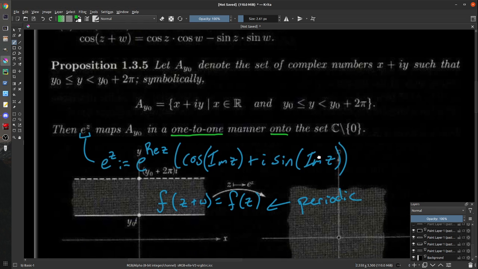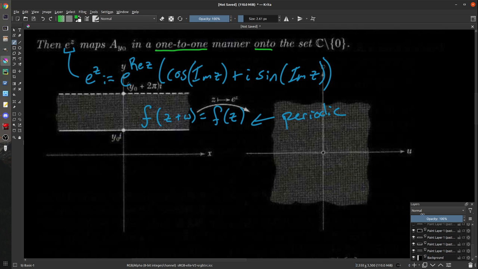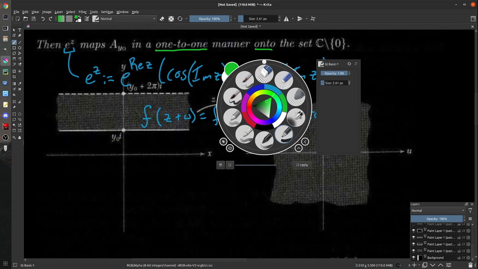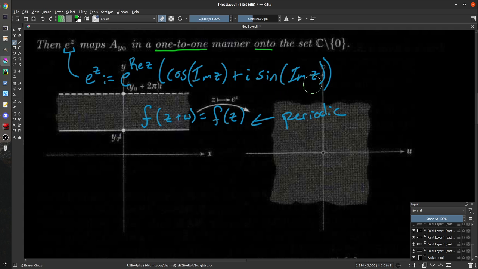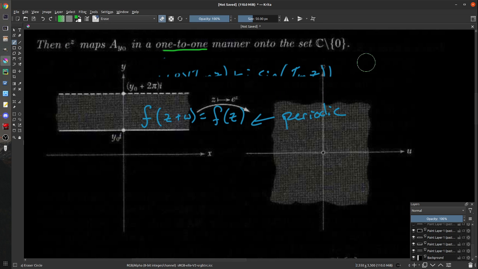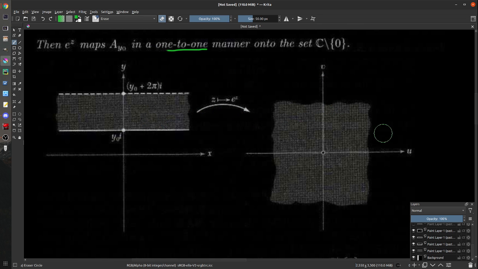And if we want to actually see this, I'm going to have to go back and erase a few things just to make our lives a little easier. If you want to actually see what this looks like, here's the picture to envision. This is it. You've got this strip. This is a y naught, as we were calling it.